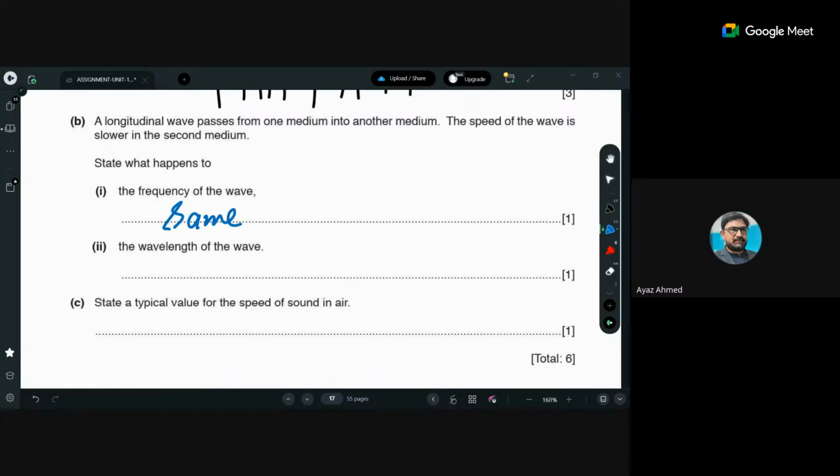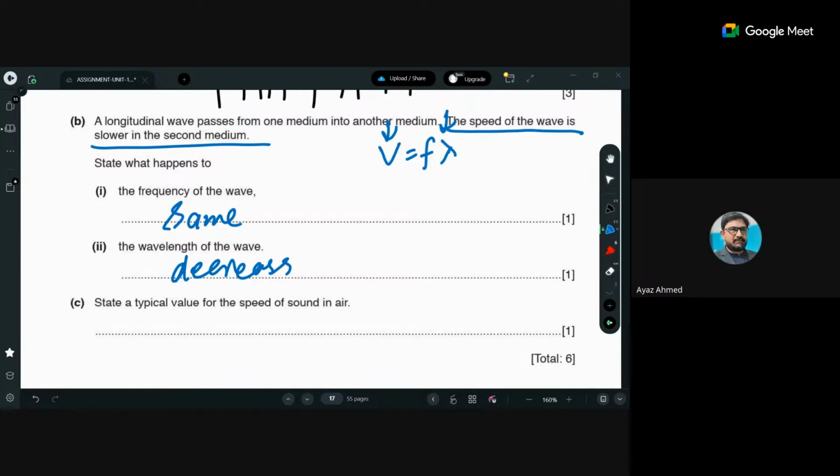What about the wavelength of the wave? The speed of the wave slows down, so according to v equals f lambda, if v decreases, lambda decreases. So it decreases.